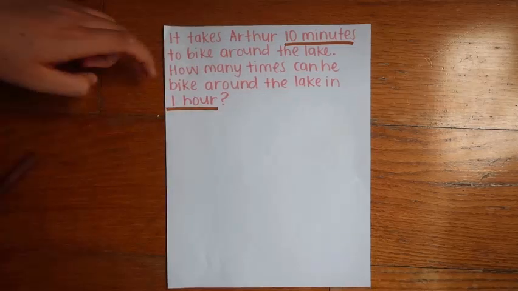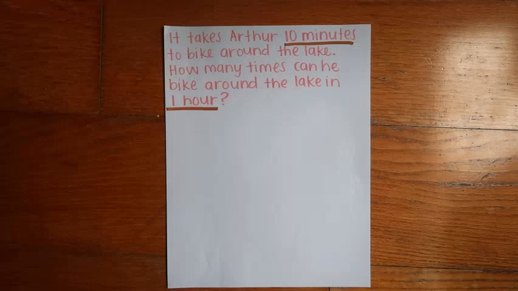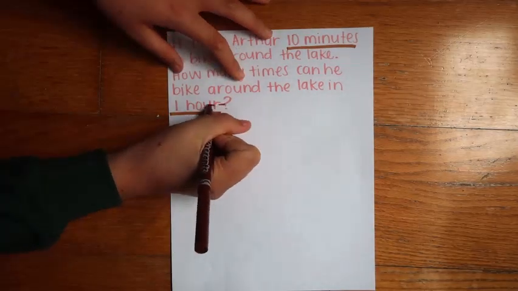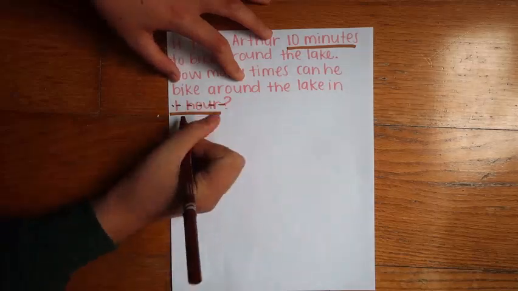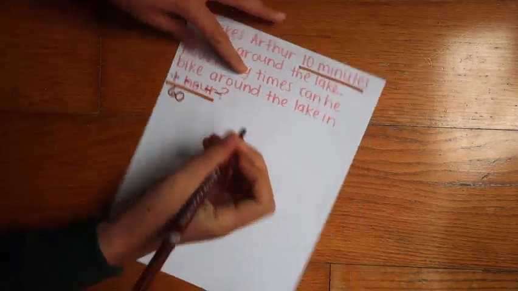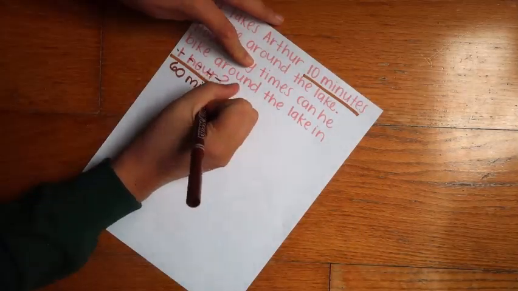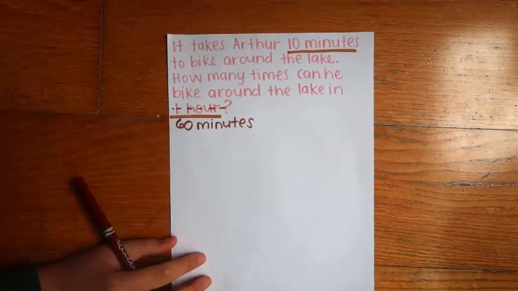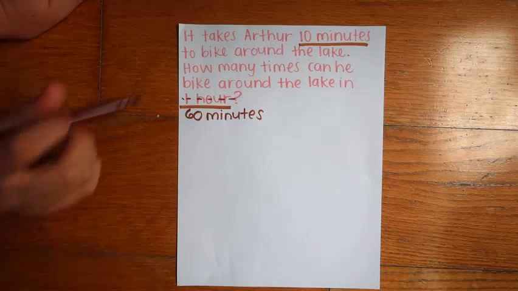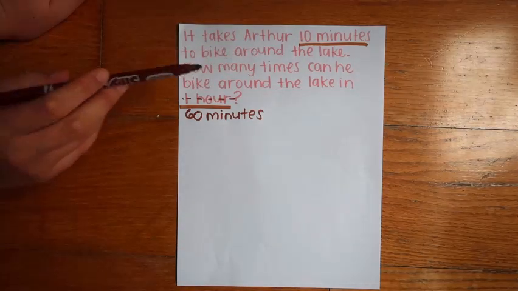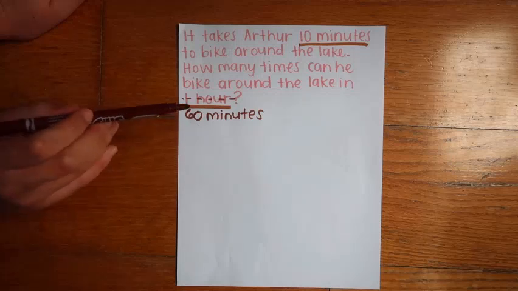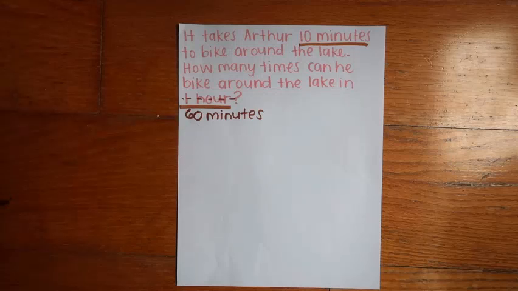So another way we could rewrite this question, and I'm literally going to rewrite the question. This is the strategy you can use where you're like, you know what, instead of 1 hour, that's 60 minutes. So I'm just going to rewrite it and be like, all right, let's just call that 60 minutes. So it takes Arthur 10 minutes to bike around the lake. How many times can he bike around the lake in 60 minutes?